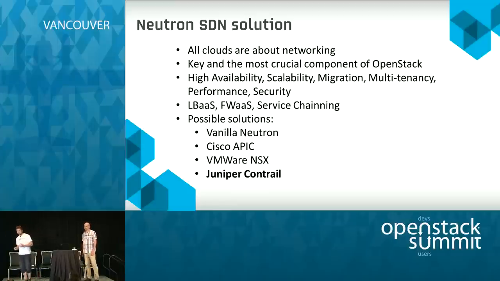In AVG, we had to decide between four solutions. The first idea was Vanilla Neutron, I mean Open vSwitch and L3 Agent, the standard implementation that was done in OpenStack Ice House and in Juno. As you know, there are a lot of problems with high availability, how to scale it, how to provide advanced functions like service chaining, and also the bandwidth is not enough in this solution, so we left this solution.